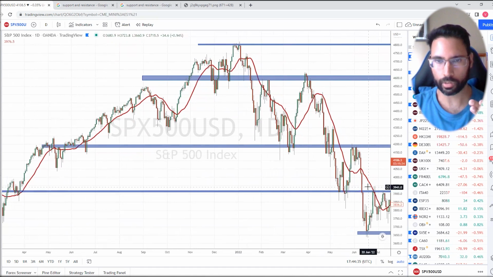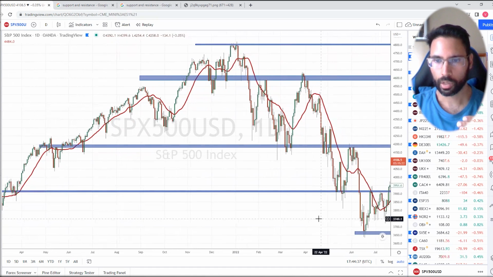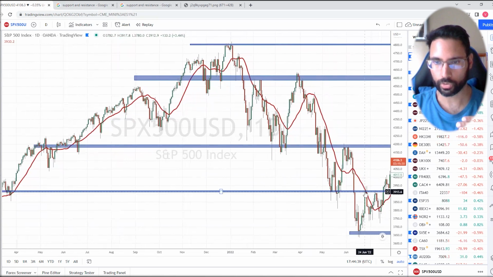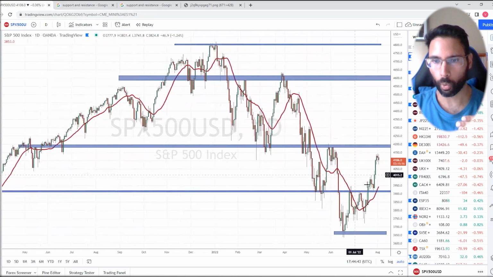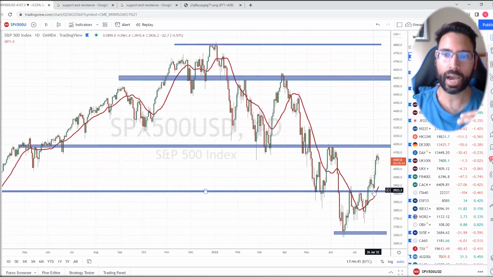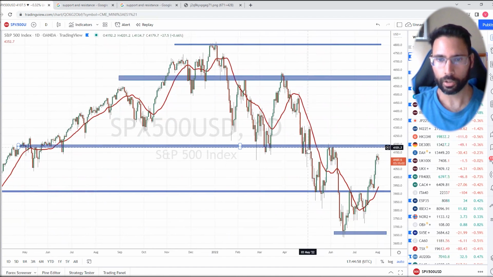And obviously, the opposite is true as well. This was once resistance. We broke back above it, 3,900, and what was once resistance now became support. And you can see we're heading back to this major resistance level, 4,200, which became resistance because it was once support way back in May 2022.